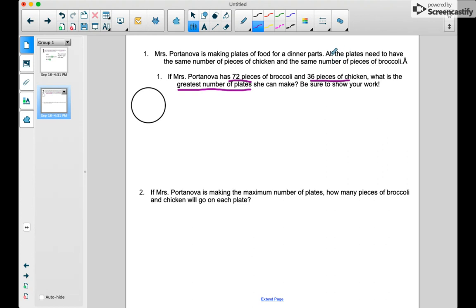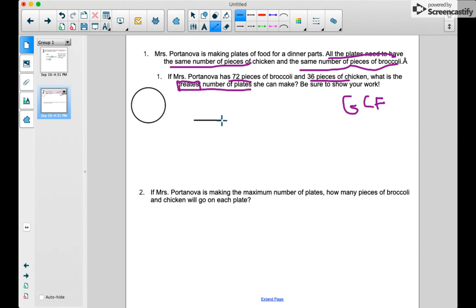So again, the key words is that all the plates need to have the same number of pieces of chicken and the same number of pieces of broccoli. And I want the greatest number of plates. That word greatest right away should be your hint that you're looking for the greatest common factor. That means what factor of 72 and 36 do they both have in common?